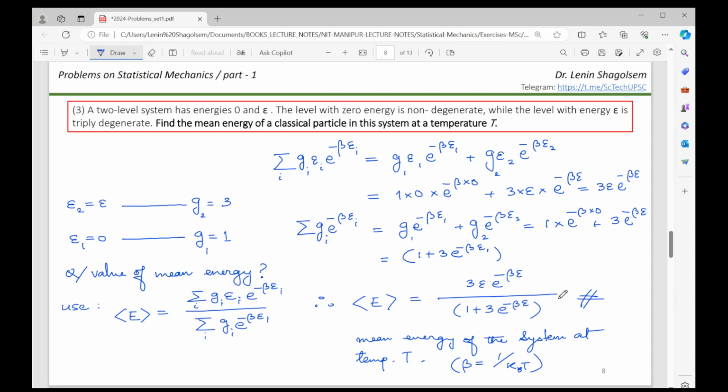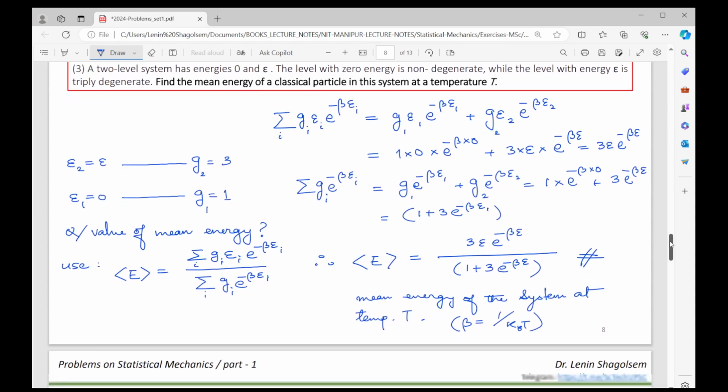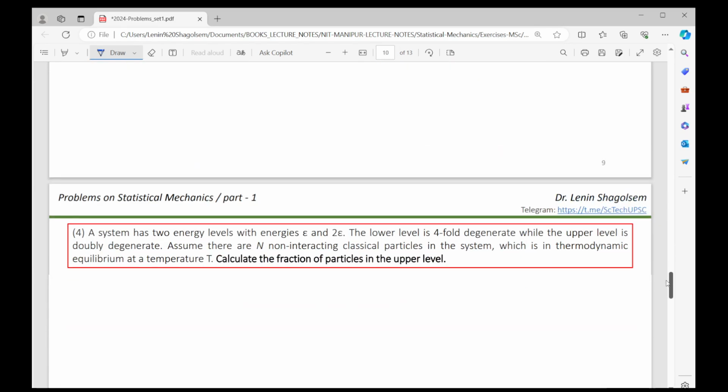This is easy. Once you know the values of degeneracy and the values of energy for each level, you just plug into the expression and you get the value of the mean energy. Now let's move on to the next problem, which is also based on this kind of system.